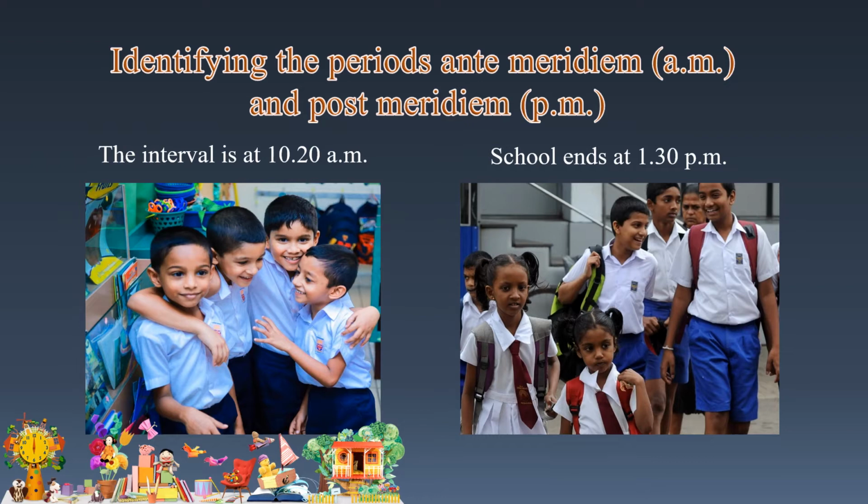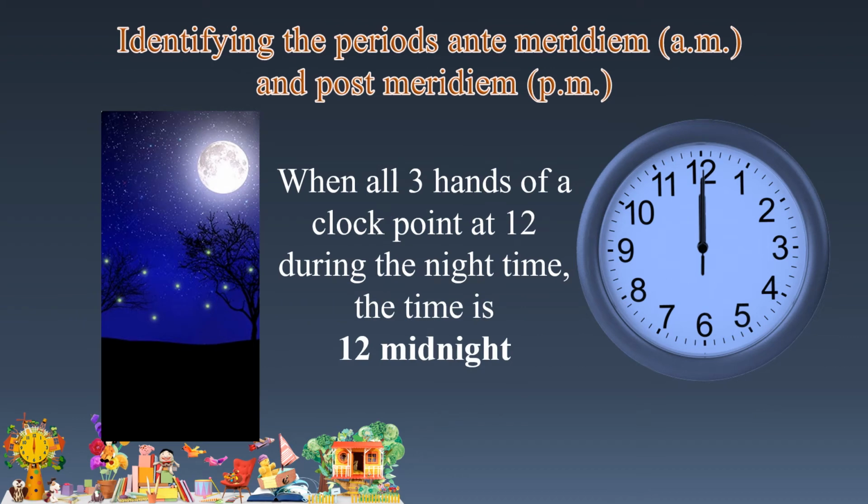The school is closed for the day. Therefore, we can say school ends at 1:30 p.m. Now we are going to discuss some important things that should be in your mind. When all three hands of a clock point at 12 during the night time, the time is 12 midnight.